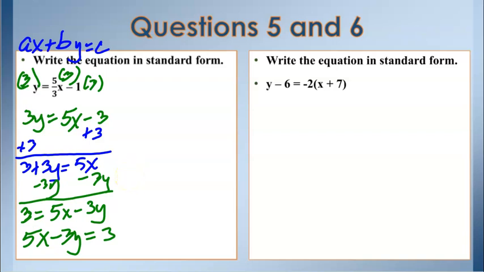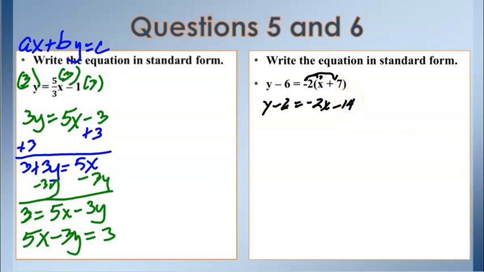Question 6. Write the equation in standard form. So here I have point-slope form. I need to put it in standard form. I don't have fractions in here, but I do have parentheses. And I need to get rid of the parentheses by distributing the negative 2. So right now I have y minus 6 equals a negative 2x, and negative 2 times 7 is a minus 14.